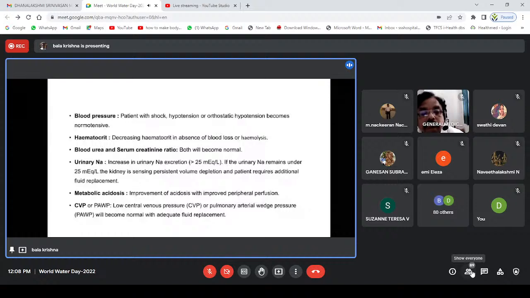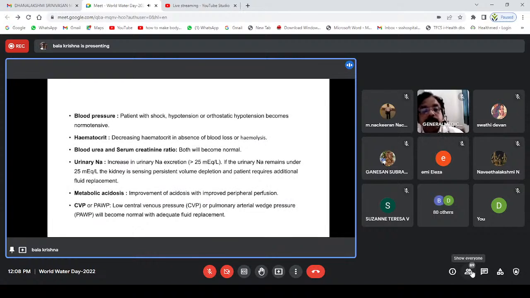Metabolic acidosis improves with improved peripheral perfusion. The central venous pressure and the pulmonary vessel pressure will become normal with adequate fluid replacement. So I would like to thank you for providing me this opportunity. Thank you, sir. Thank you, ma'am.